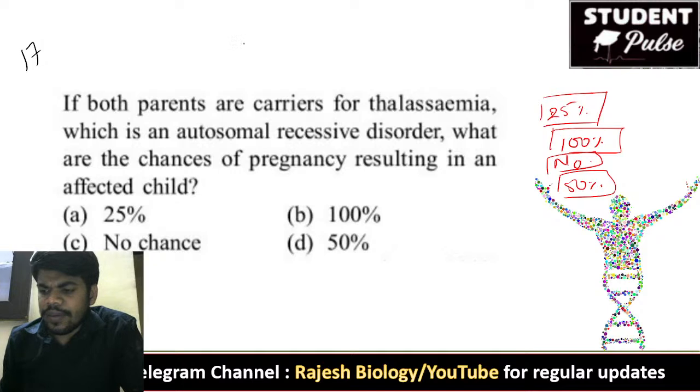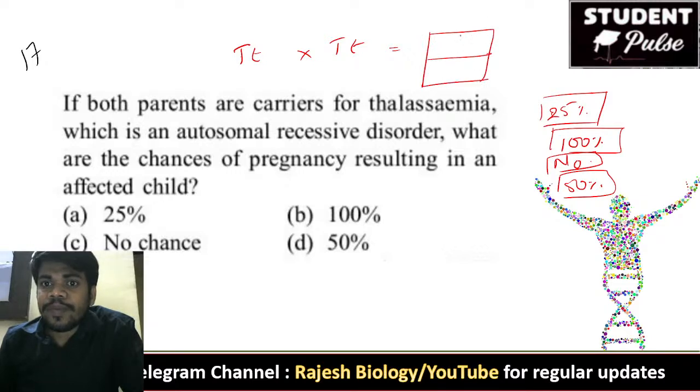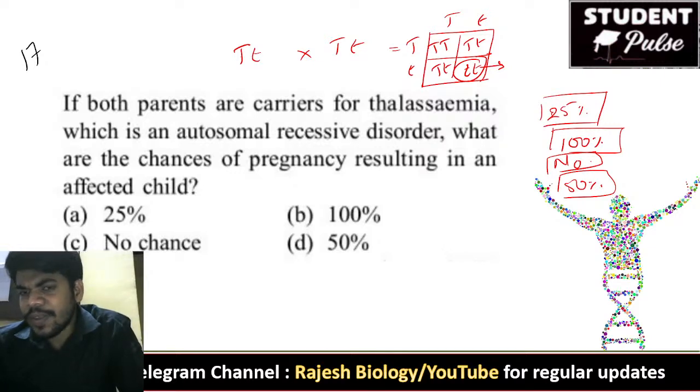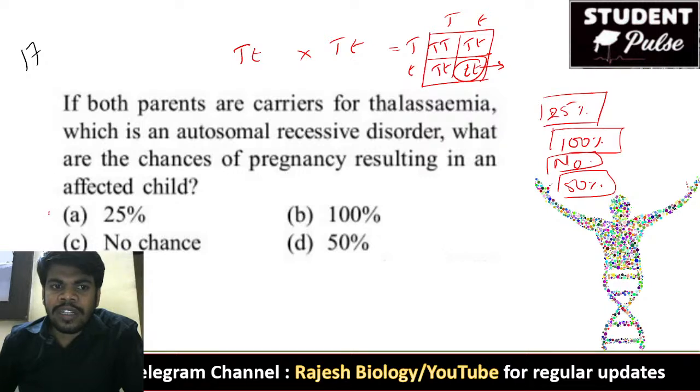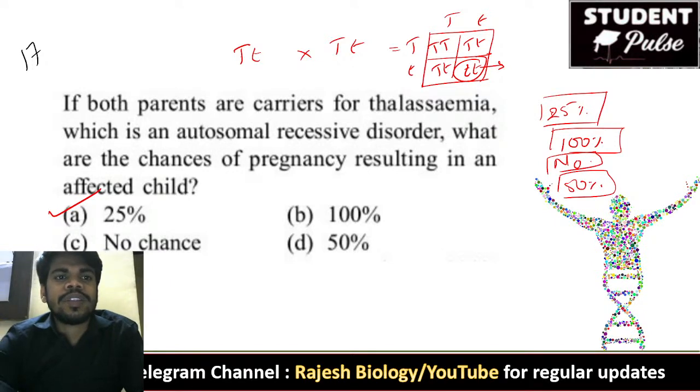Both are not affected, they are carriers, like thalassemia T, an autosomal recessive disorder. How much percentage of their children get affected with thalassemia? Heterozygous is also safe. Homozygous recessive causes thalassemia. Which is the right answer, 50% or 25%? The right answer for the 17th question is A. Sahina, Bhargavi, Lokesh, the right answer is A, 25% only. Okay.